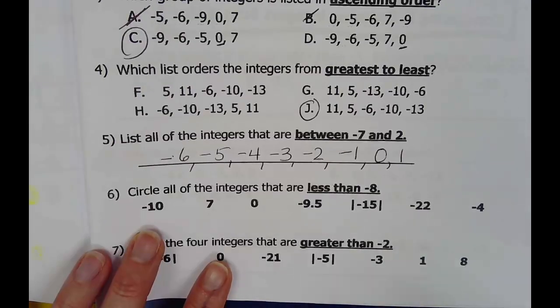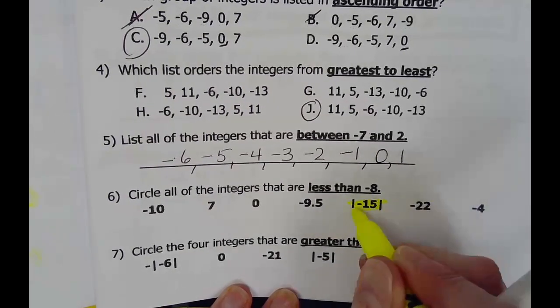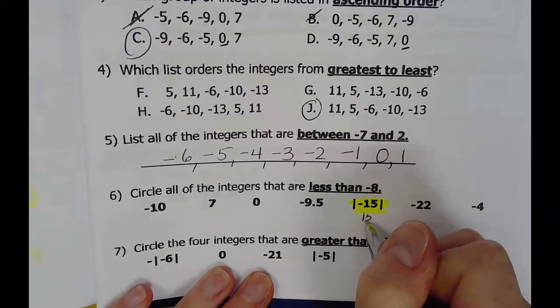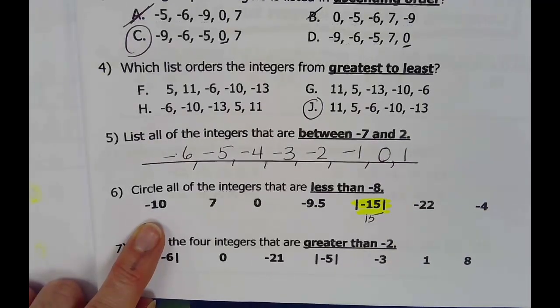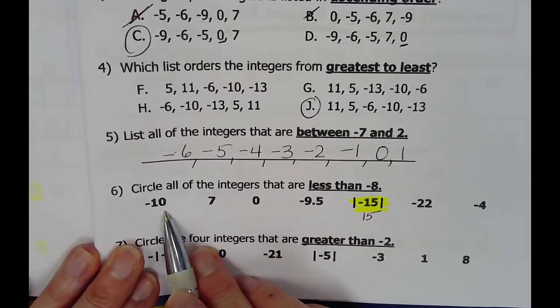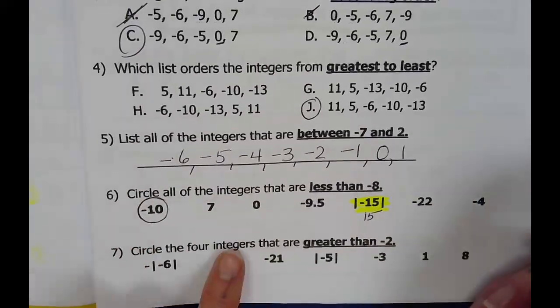Are there any that I need to change before I start circling? What about this one? What does that equal? It's going to be what, Jada? 15. So, raise your hand if I'm going to circle less than -8, is -10? Yeah. It's to the left, isn't it? It is less than. It should be circled.